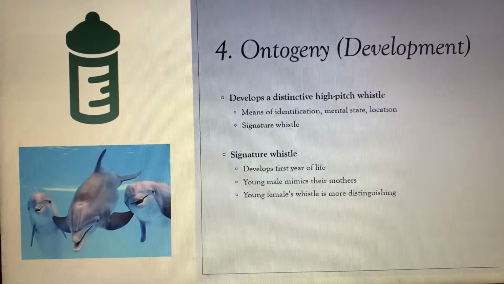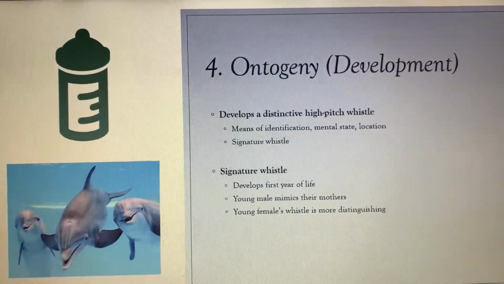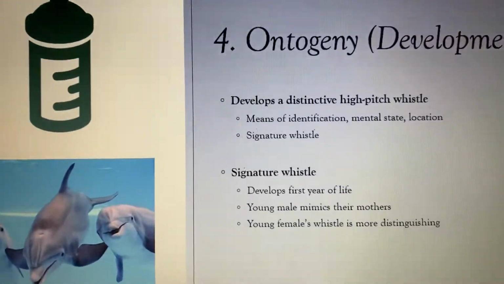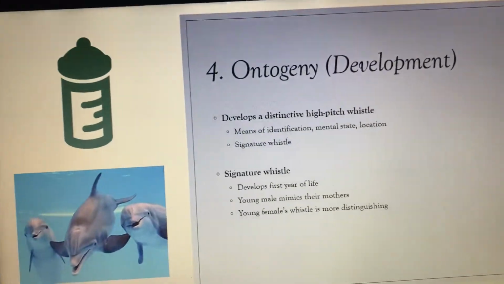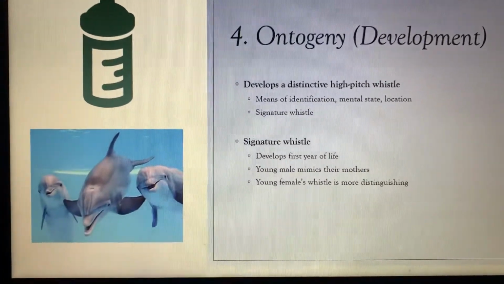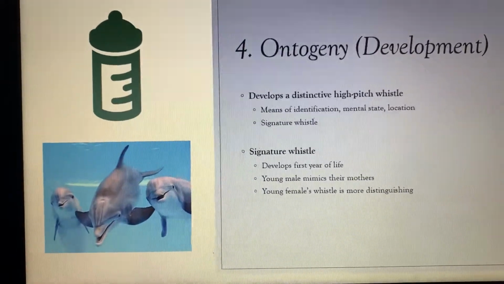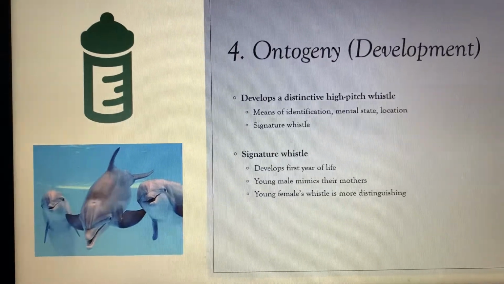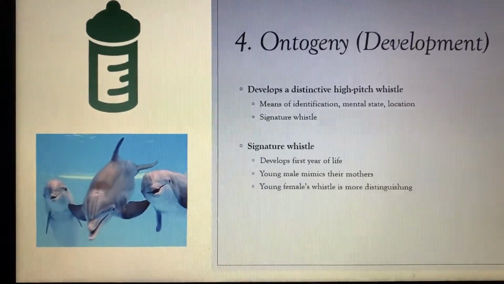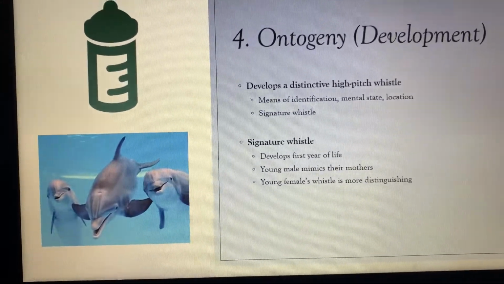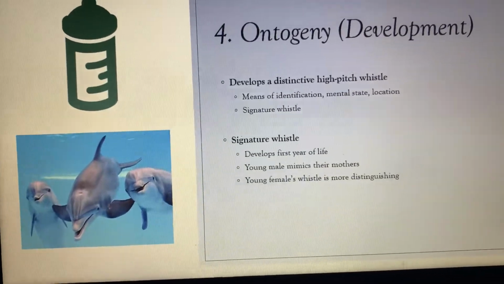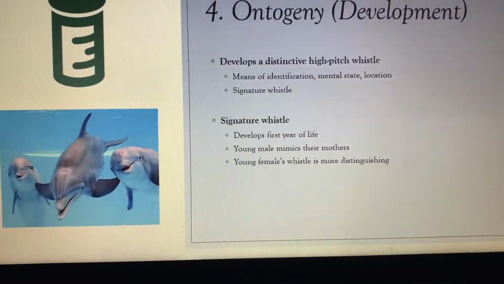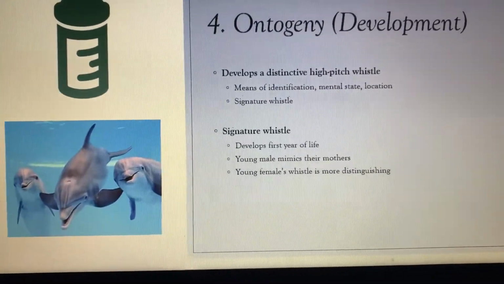This lets other dolphins know the mental state of a dolphin and the location of a dolphin. Something called the signature whistle is like their name. So as we have our names, when a dolphin hears another dolphin's signature whistle, they know exactly who it's coming from. The signature whistle develops in the first year of life. Young males mimic their mothers, and young females' whistles are more distinguishing.